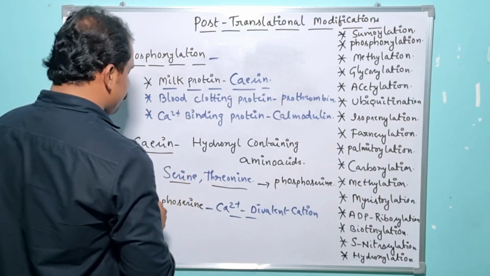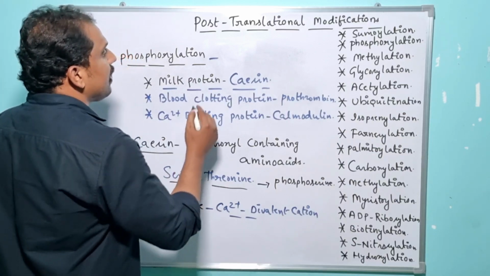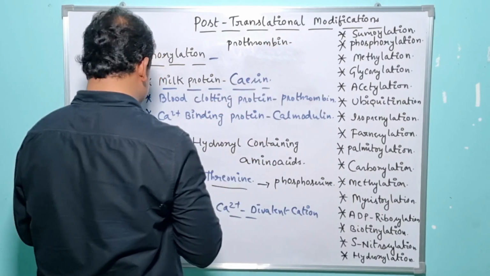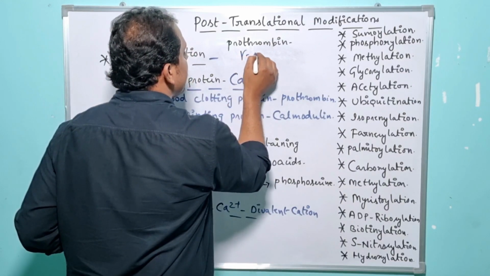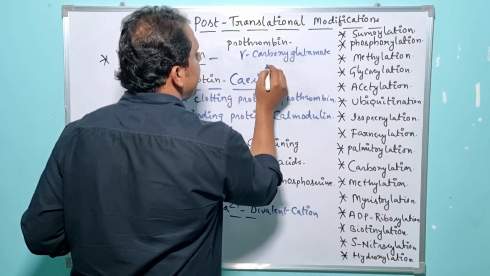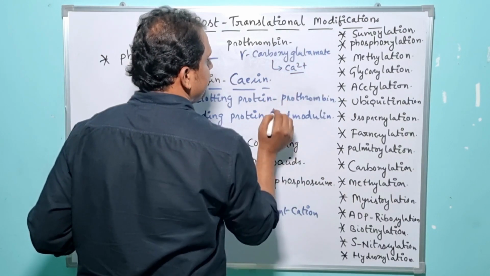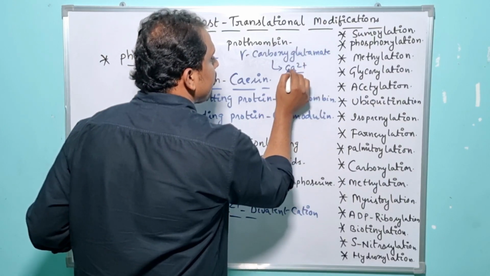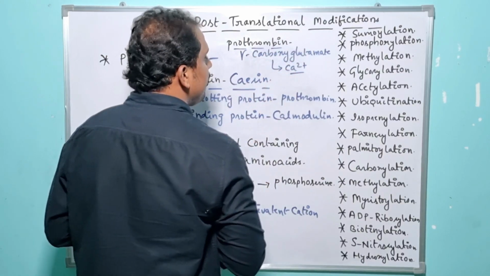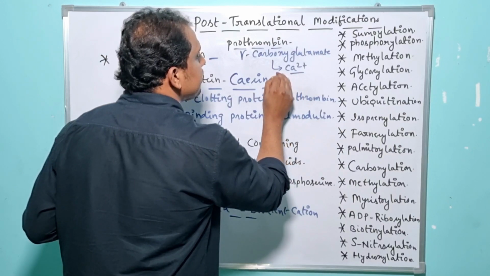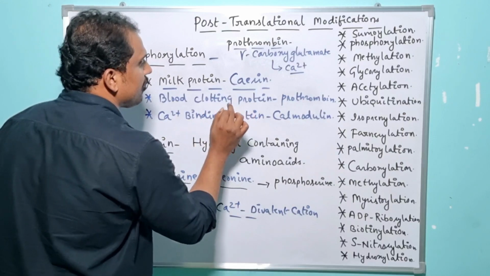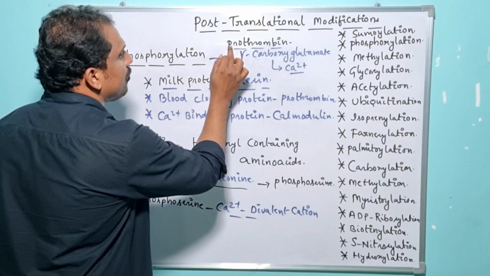In case of the blood clotting protein known as prothrombin, there is an availability of a specialized amino acid, and it is nothing but what? Gamma carboxyglutamate. The specific gamma carboxyglutamate, which is a part of the prothrombin, acts as a hot spot for binding of the divalent cation known as calcium. Here the recruitment of the calcium is responsible for inducing the blood clotting. Prothrombin is capable to induce the blood clotting only when calcium gets successfully recruited to the gamma carboxyglutamate. So this is about the blood clotting protein like prothrombin.